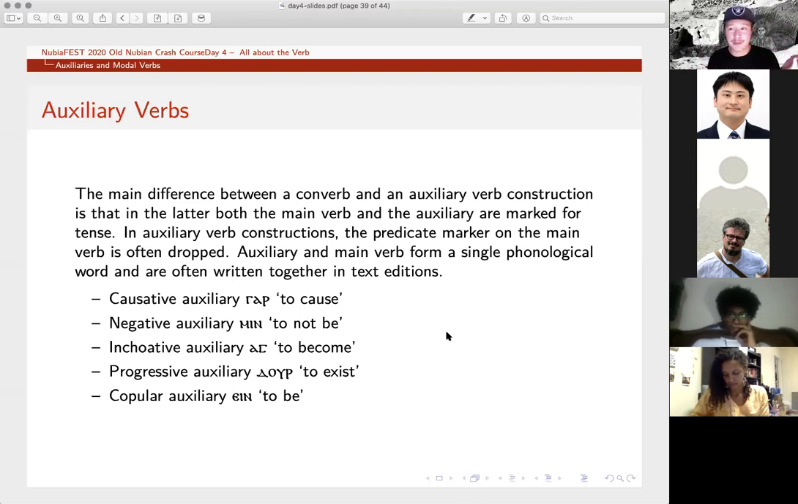They didn't really become a thing. Most of these occur once or twice, like this copular auxiliary, what is this even? What is this for? The causative auxiliary stopped appearing. You're like, we already have a suffix. We don't need an auxiliary for this. The same for this negative auxiliary. We already have the suffix. Why would we need this auxiliary? But they occur in the wild.